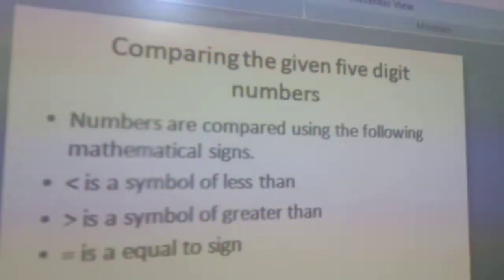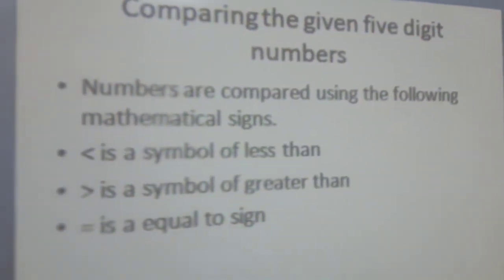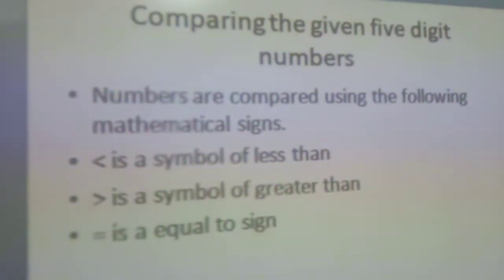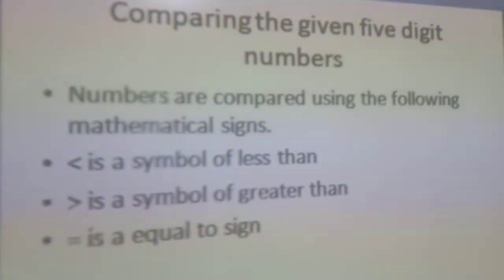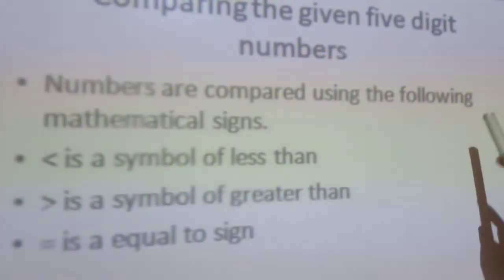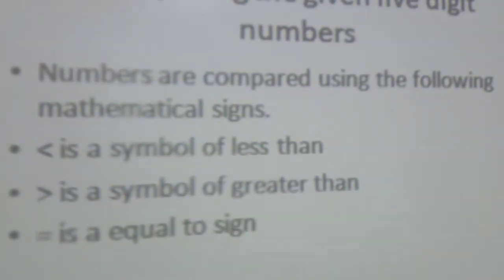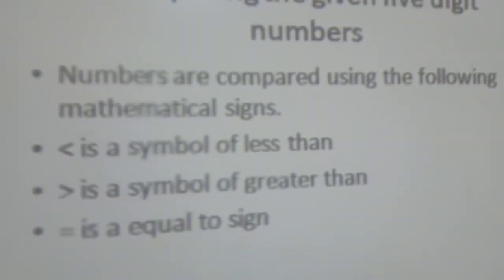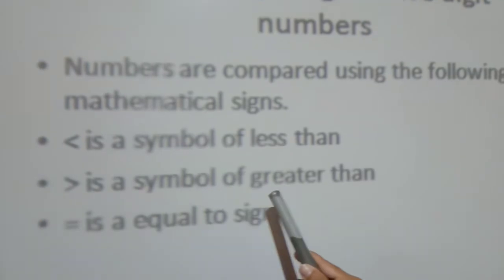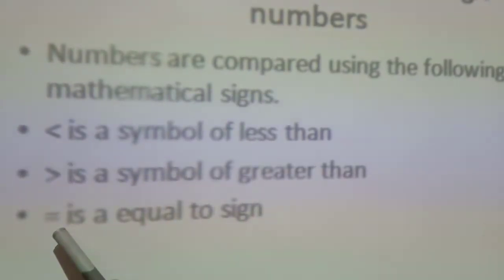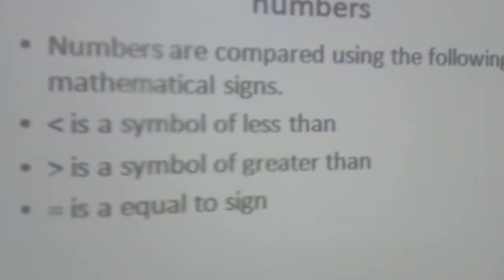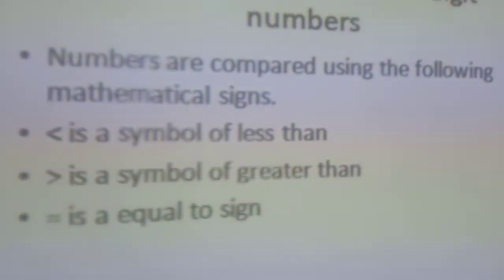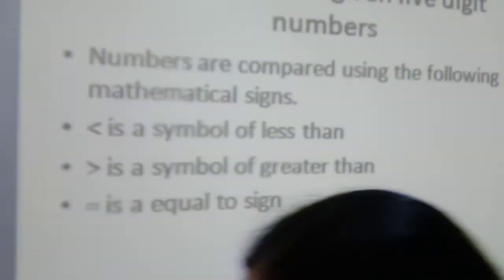Next point: comparing the given 5-digit numbers. Any number may be 1 digit, 2 digit, 3 digit or 5 digit. Numbers are compared using the following mathematical signs. This sign indicates the symbol less than. This sign indicates the symbol greater than, and this you already know, that is the equal to sign. So how to use these signs? Let's understand with an example.